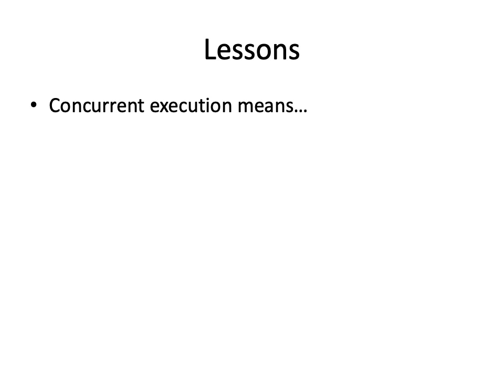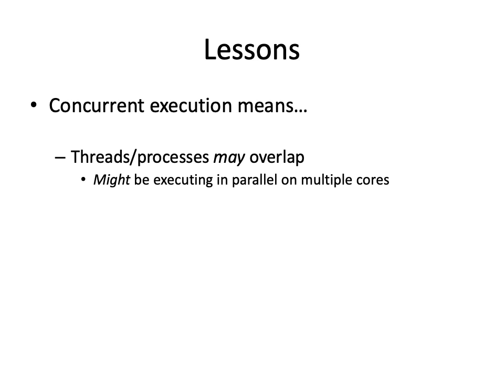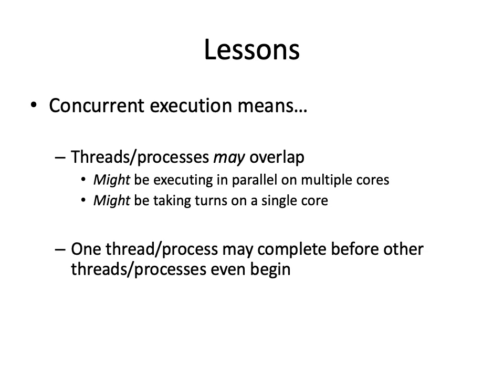So lessons from that: concurrent execution means that threads or processes may overlap. They might be executing in parallel on multiple cores, or they might be taking turns on a single core. We don't know. That's up to the operating system to decide. One thread or process may complete before other processes even begin. There's no guarantee whatsoever on the order of the output to the screen. There's no guarantee to what order those operations will run. There's no guarantee on any of that. So that's something that we have to figure out on our own and try to work with. And I talk about some strategies later in this lecture about how to deal with that.